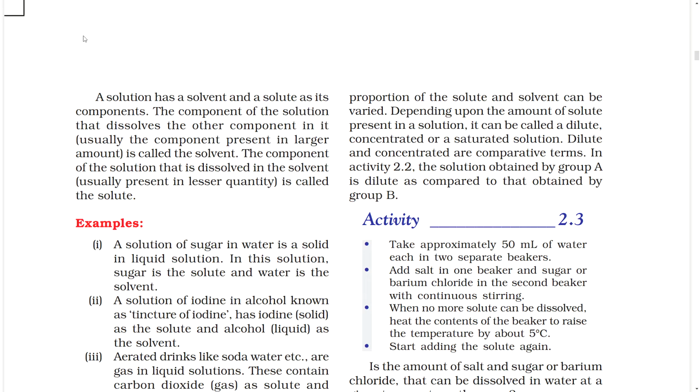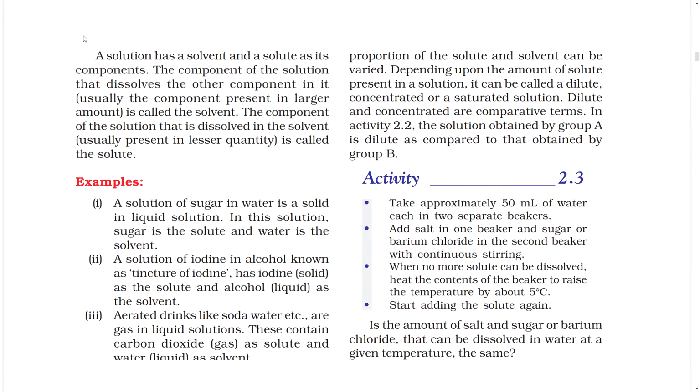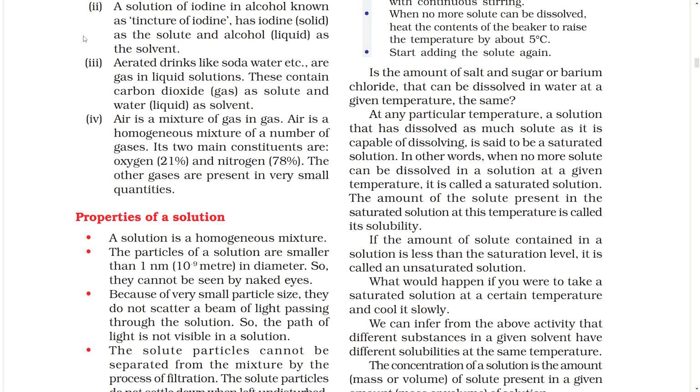Activity 2.3. Do this. Take approximately 50 ml of water, each in two separate beakers, and add salt in one beaker and sugar or barium chloride in the second beaker, with continuous stirring. When no more solute can be dissolved, heat the contents of the beakers to raise the temperature by about 5 degrees centigrade. Start adding the solute again. Comment on this. Is the amount of salt and sugar or barium chloride that can be dissolved in water at a given temperature the same?